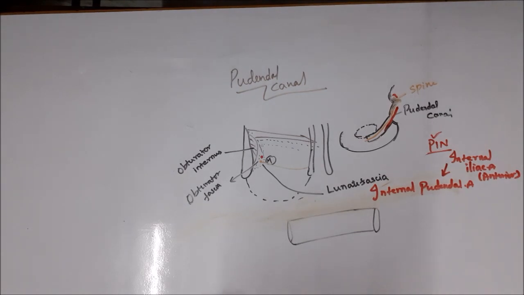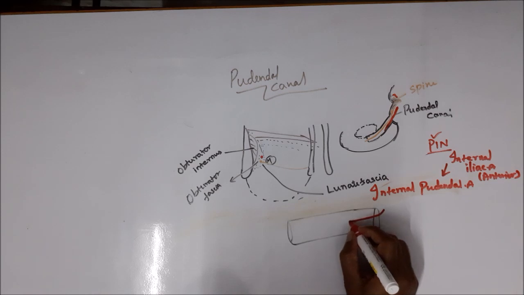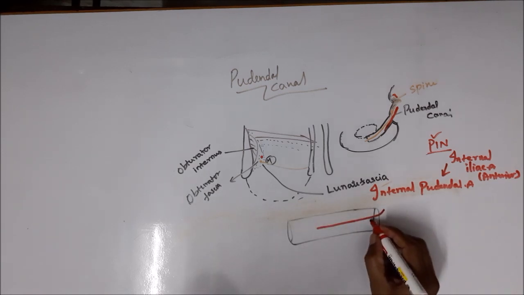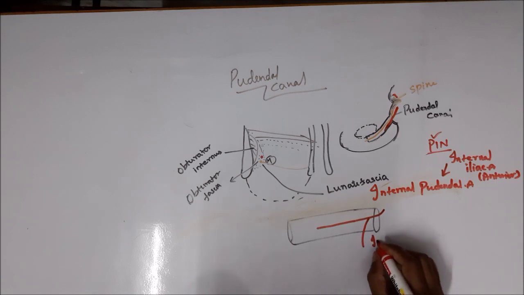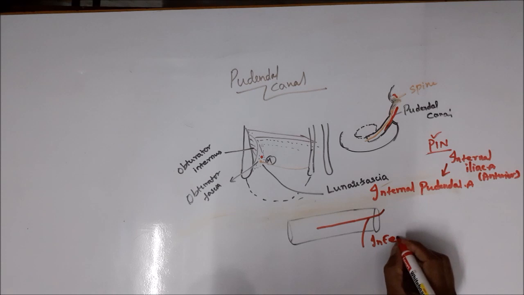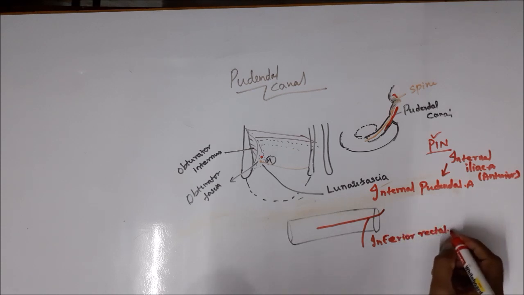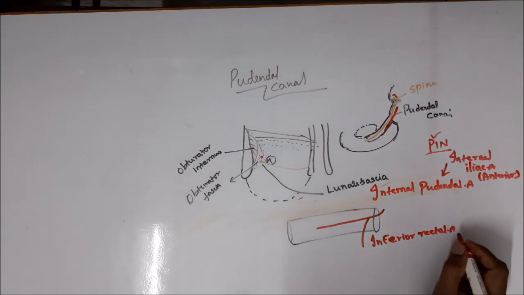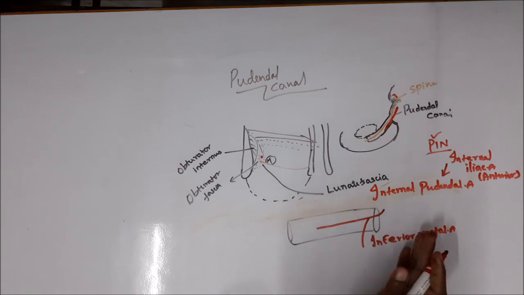So this artery passes with that. Same way, as soon as it is entering, it's giving a branch parallel to that. Now what is this? This will be the inferior rectal artery, same course as that. Now it's arising from the lateral wall of the ischioanal fossa and going towards the medial wall.